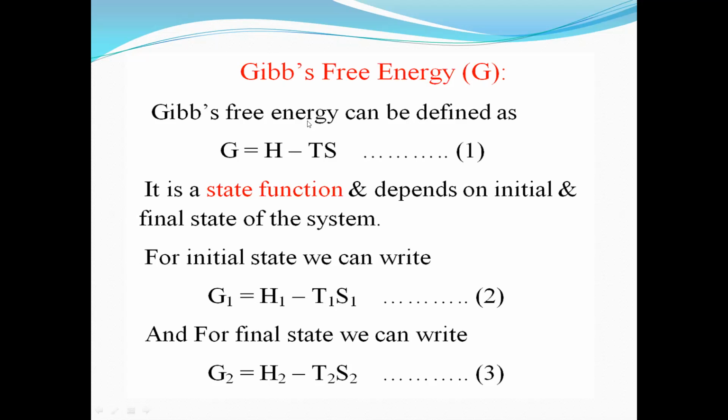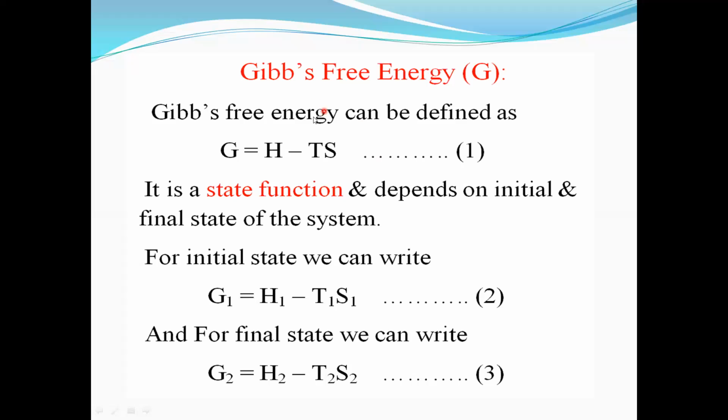Now we see the definition of Gibbs free energy. Gibbs free energy can be defined as G is equal to H minus TS. This is the definition of Gibbs free energy, where G is the Gibbs free energy, H is the enthalpy, T is absolute temperature, and S is the entropy. We call this equation number 1.